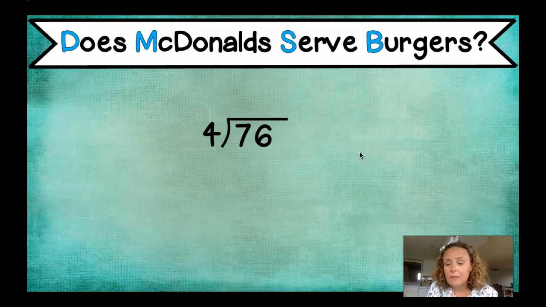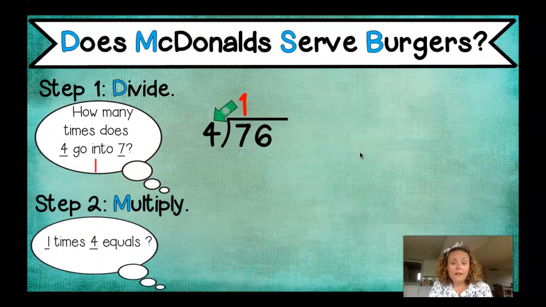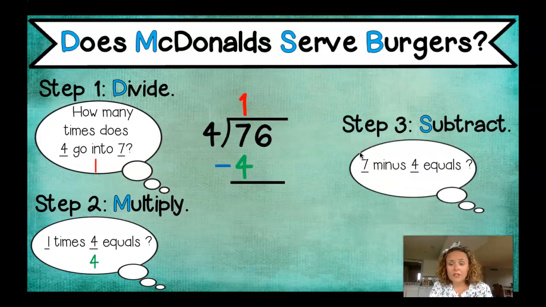I know it's a 70, but we have to think of it this way for this strategy. How many 4s fit into 7? Well, only 1, because 2 would be 8. So we put our 1 up there. Then we multiply. 1 times 4 is 4. 7 minus 4. So then we do our subtraction.